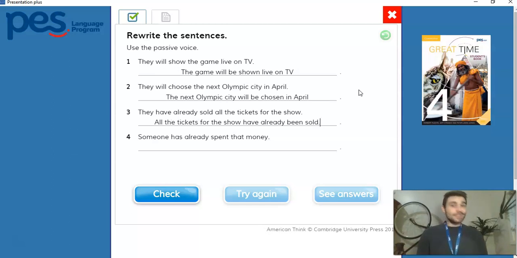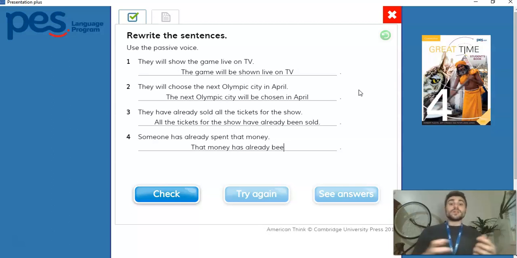Simple, right? It should be. Okay? And now number 4. Someone has already spent that money. What's the object? That money, right? Because it's after the verb. So that money has, because it's related to it, right? That money is an object. So that money has already.